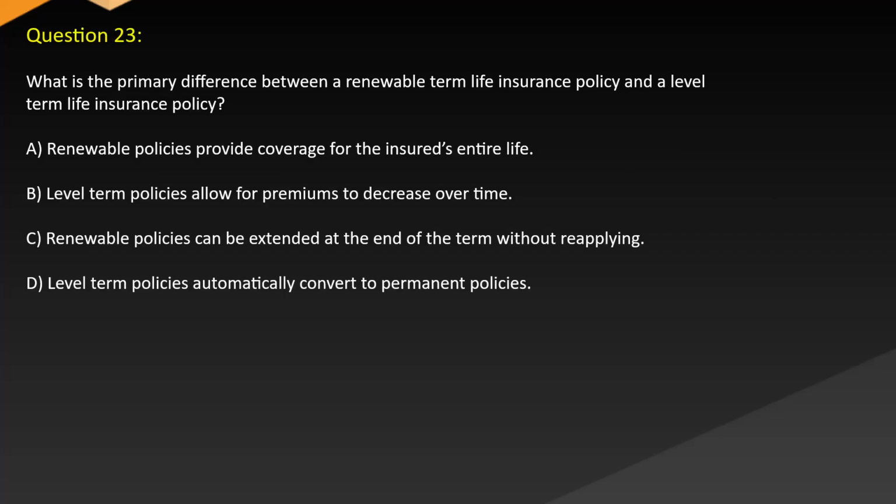Question 23. What is the primary difference between a renewable term life insurance policy and a level term life insurance policy? A. Renewable policies provide coverage for the insured's entire life. B. Level term policies allow for premiums to decrease over time. C. Renewable policies can be extended at the end of the term without reapplying. D. Level term policies automatically convert to permanent policies.